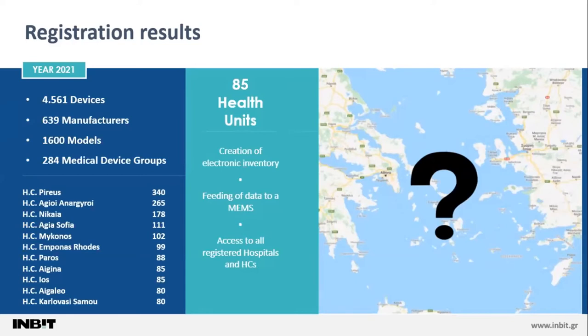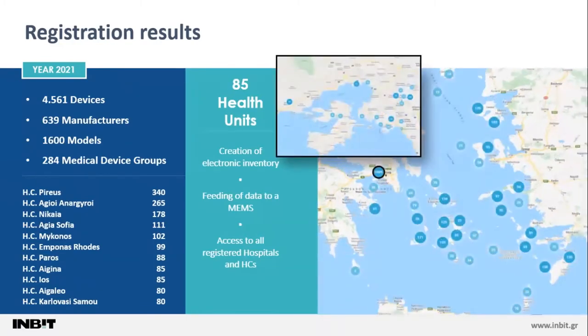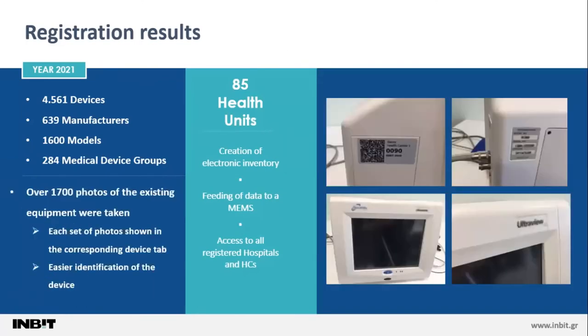But most importantly, if we go back to the question on the example at the start of this presentation, it is now that not only do we know how many devices of which medical device group exist, but we also know their exact position. And this is maybe a less simple but more fulfilling answer to the question that we imposed at the start. And aside from that, a collection of over 1,700 photos of the existing equipment was created, with each set of photos, as the one shown here, being linked with its corresponding device and making its identification easier in the future.